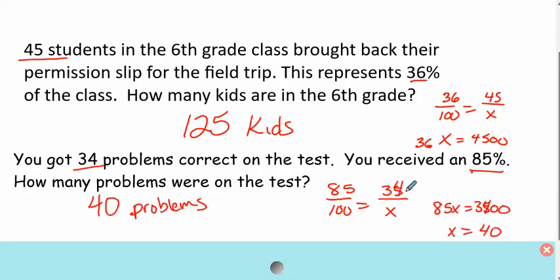All right, I wrote that down wrong at first. I wrote 35. That should have been 34 problems. So there was a total of 40 problems. Okay? All right, so that is finding the whole.